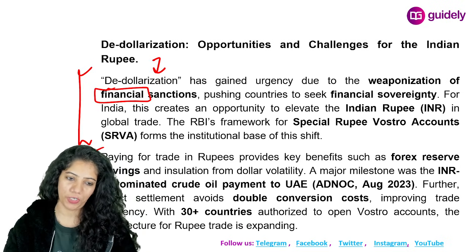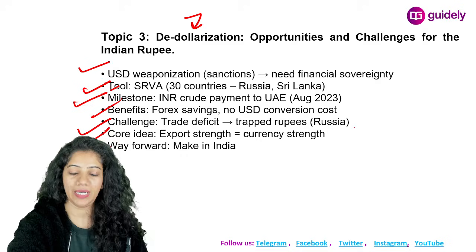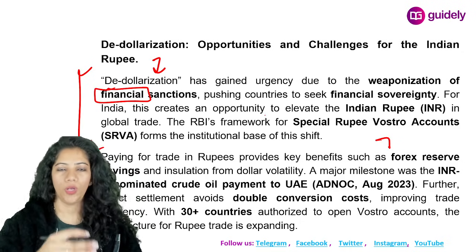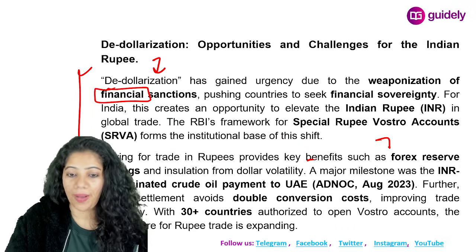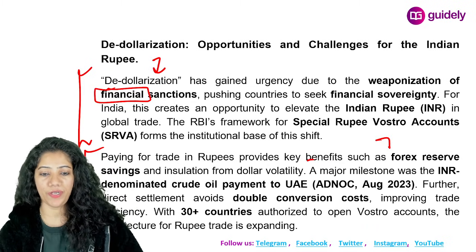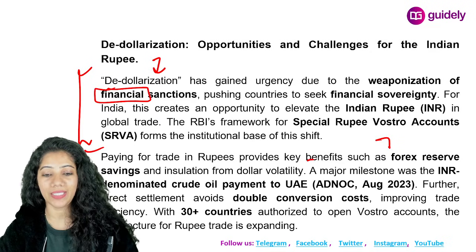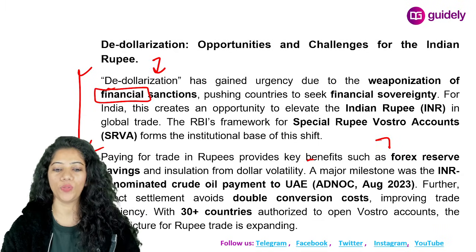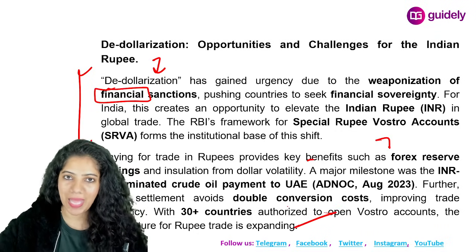Okay, let's now see the body paragraph. So paying for trade in rupees provides key benefits such as forex reserve savings, which we wrote in our rough points: forex savings, no USD conversion costs. This is in our benefits, then our problems will also come. So a major milestone was the Indian rupee nominated crude oil payment to UAE's ADNOC in August 2023. This is an example. Further, direct settlement avoids double conversion costs, improving trade efficiency. With 30 plus countries authorized to open Vostro accounts, the architecture for Indian trade is expanding.